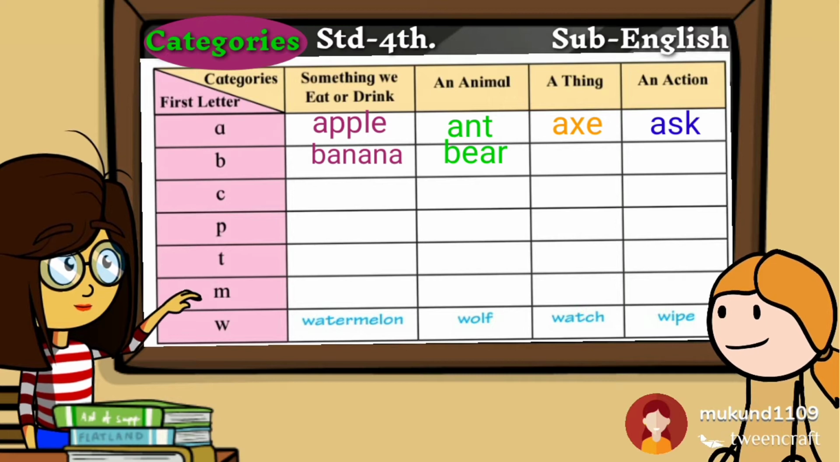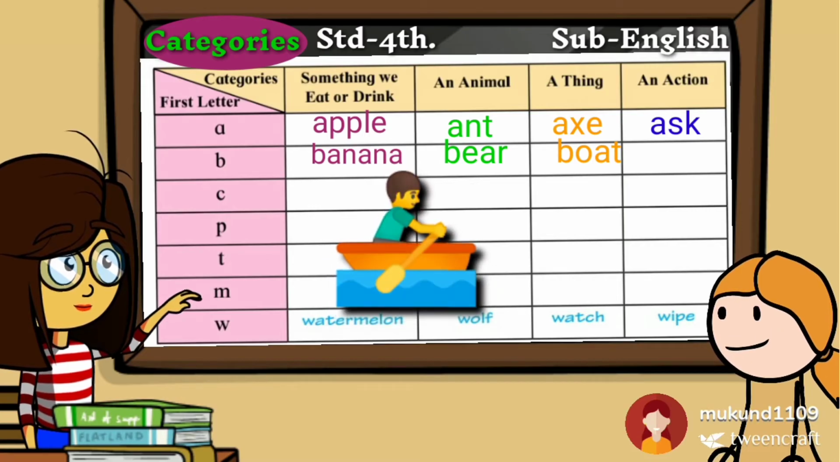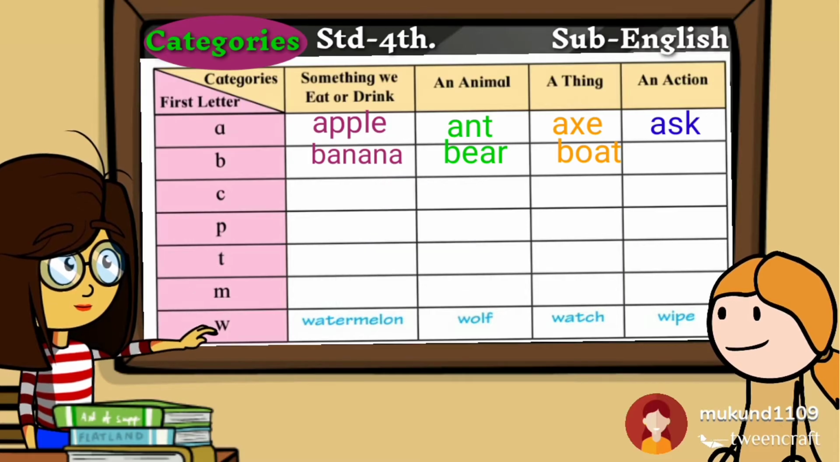Now you tell me a thing which begins with B. Okay, teacher. Boat. B-O-A-T. Boat is a thing which begins with B. Very good, Ria. Now you tell me an action which begins with B. An action. Buy. B-U-Y. Buy is an action which begins with B. Ria, now you go to your seat.